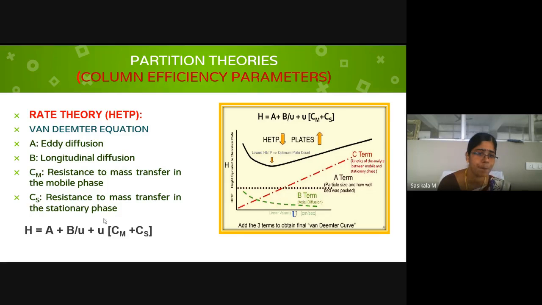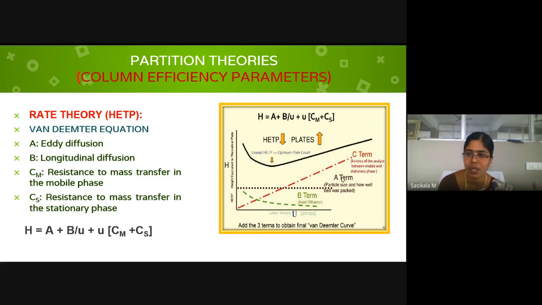And here U is velocity, linear velocity. In the graph you can observe linear velocity U in centimeter per second, and it is explained with this curve. Height equivalent to theoretical plates is taken on the y-axis, and the linear velocity of flow of the mobile phase is taken on the x-axis. And the C term represents what? Resistance to mass transfer. It is explained here as kinetics of the analyte between mobile and stationary phase, that is linear.